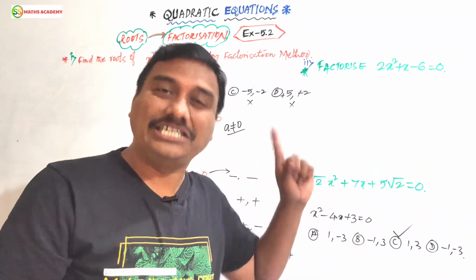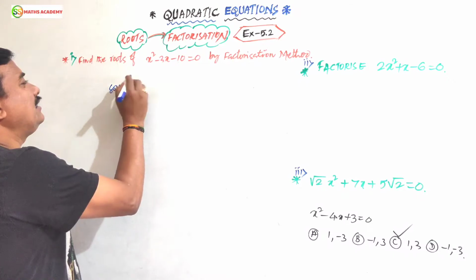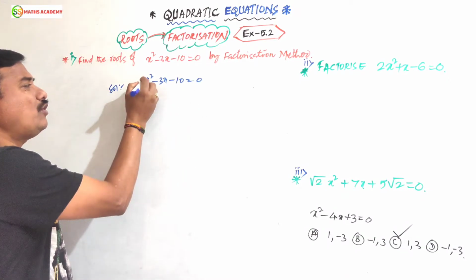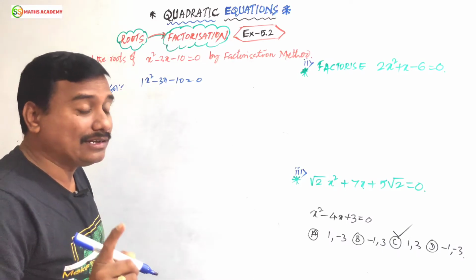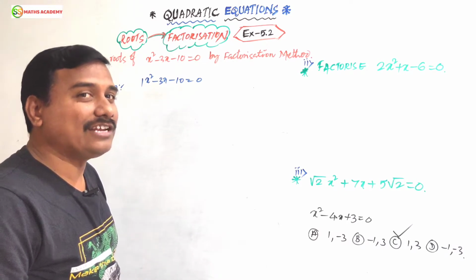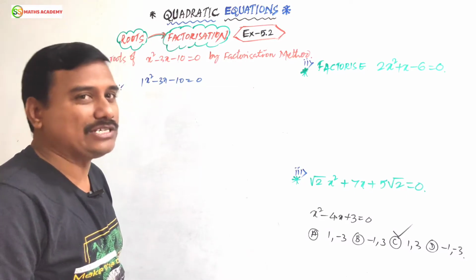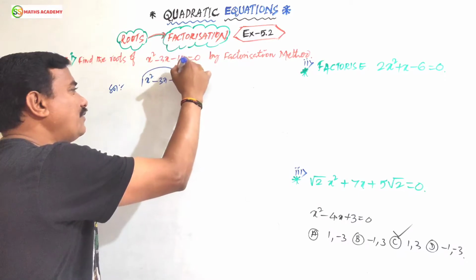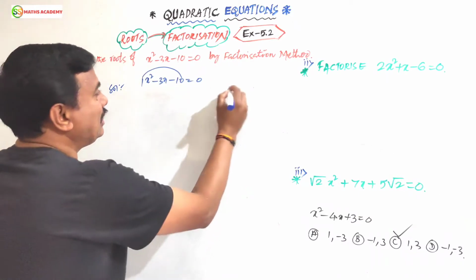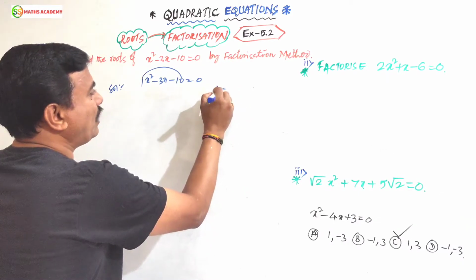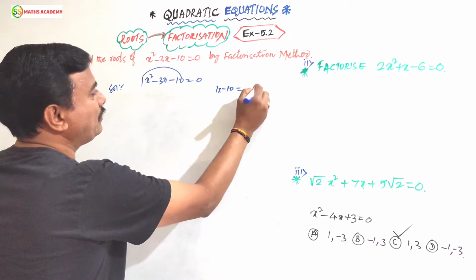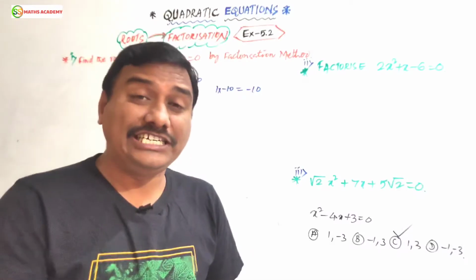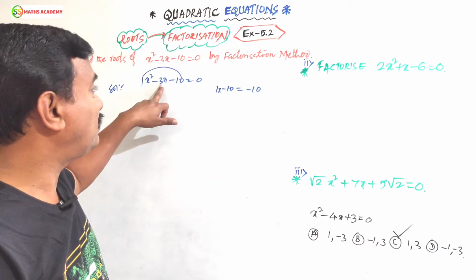Now we have to go with the traditional process. Let us see. x square minus 3x minus 10. What is the coefficient of x square? 1. This kind of quadratic equation we can call a monic quadratic equation. Now you have to multiply the coefficient of x square and the constant. Then we get 1 into minus 10, which is minus 10 only. What are the factors of 10 which are sufficient for the middle term coefficient?